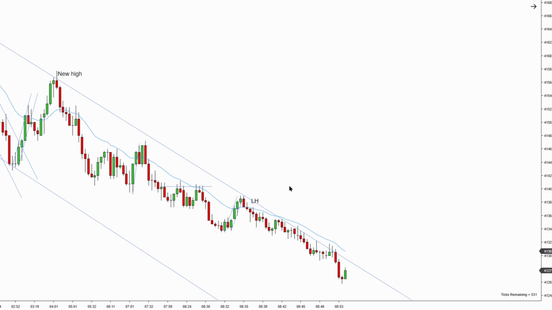And you can see that we transform into a very strong trend. How do I know this is a very strong trend? Because we have minimal bullish pullbacks. We have a lot of small bars that are just slowly but surely chopping lower.